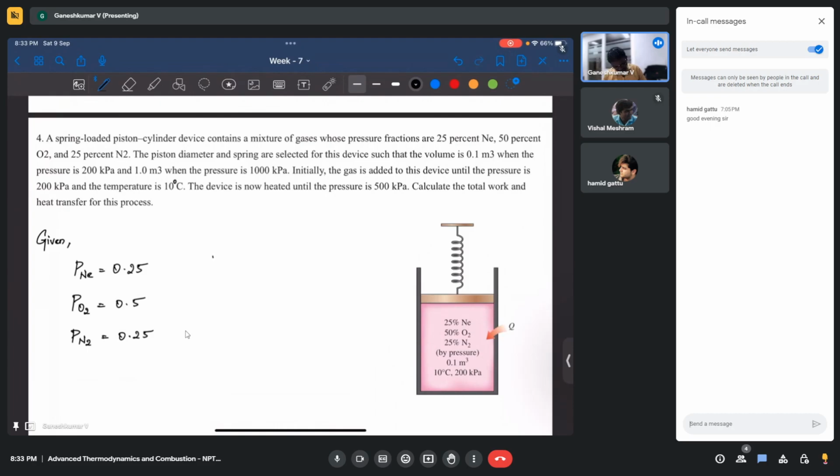Now let's say if you want to find the partial pressures. P of Ne is nothing but 0.25 times 200 kilopascal. Let me put it as a small p. P of O2 is nothing but 0.5 times 200 kilopascal. And P of N2 is nothing but 0.25 times 200 kilopascal. That is actually the partial pressures and the pressure fraction. So this will be in terms of pressure units and the pressure fraction is a fraction. Yes, Sir, the units are absolutely different for those.